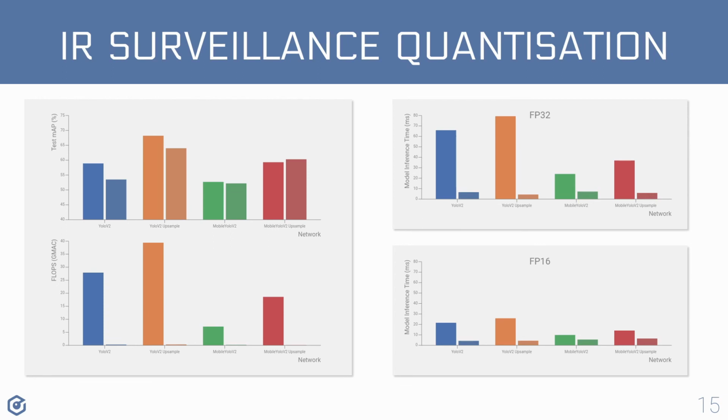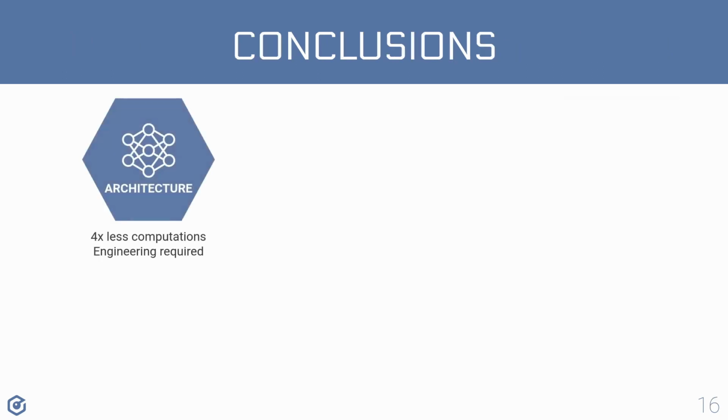To conclude and to reiterate, first, we tried architectural changes. This got us 4 times fewer computations, but there's some engineering required. It's not an automated way. We needed to do this upsample trick, etc. So not automated, but still it can reduce the number of computations by a factor of 4, which is quite impressive.